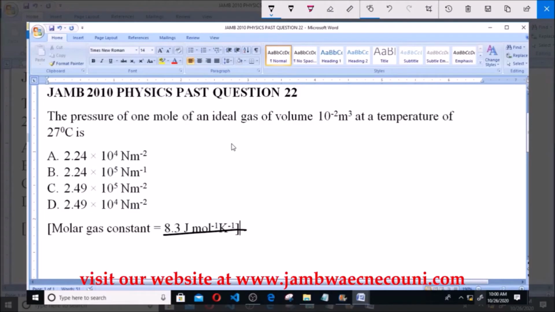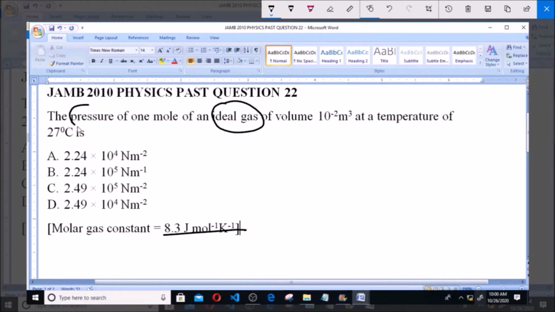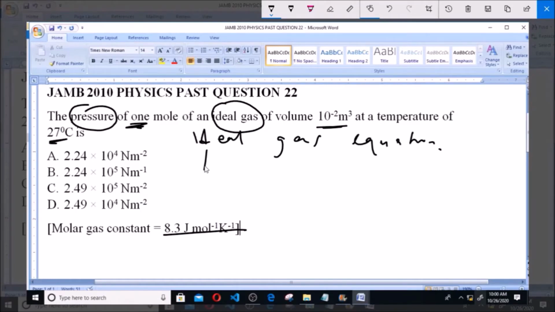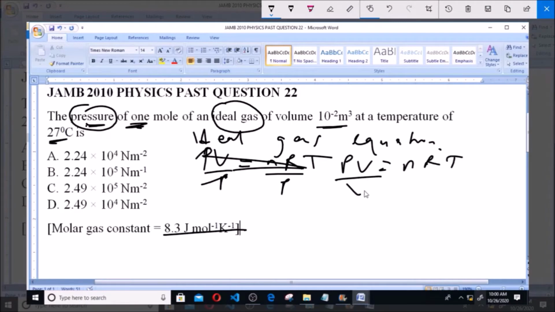Now we are looking at an ideal gas, and we are asked to find the pressure of 1 mole of the ideal gas at this volume and at this temperature. Now we'll make use of the ideal gas equation, and the ideal gas equation is PV equals nRT. Now we are searching for pressure, so we'll make pressure the subject of the formula. So that is P equals nRT over V.